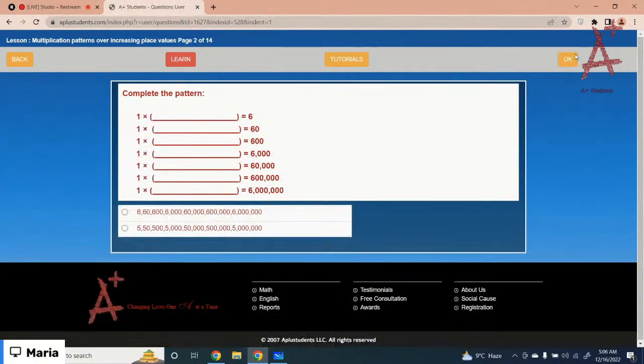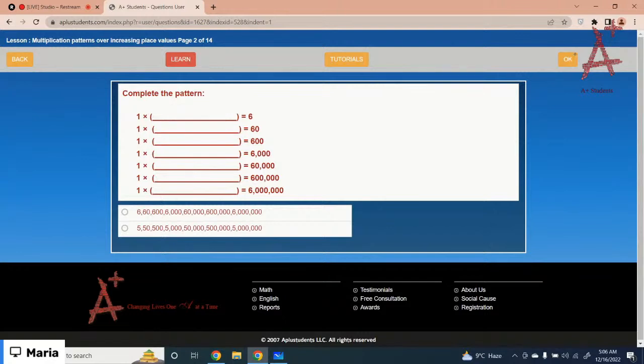Okay. 1 times what number is 6? 1 times 6 is 6. Got it? That means the first one is 6. Then 1 times 60 is 60. Then 1 times 600. So you have to look for the number pattern.